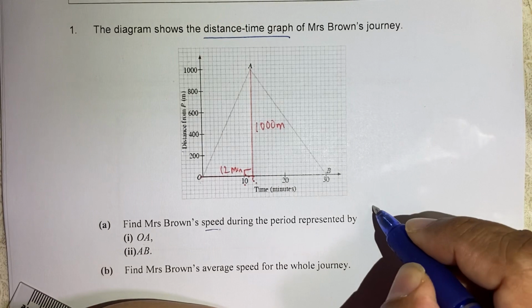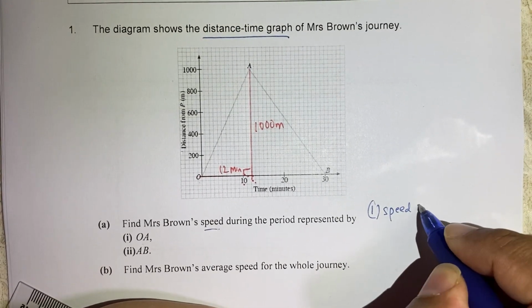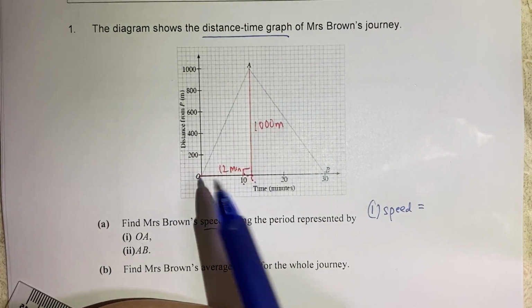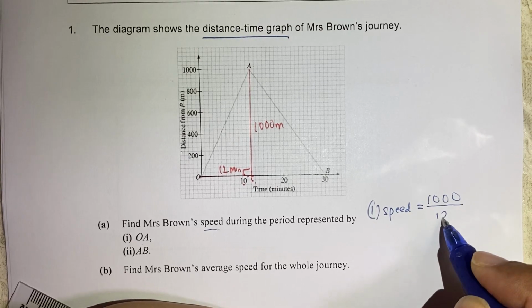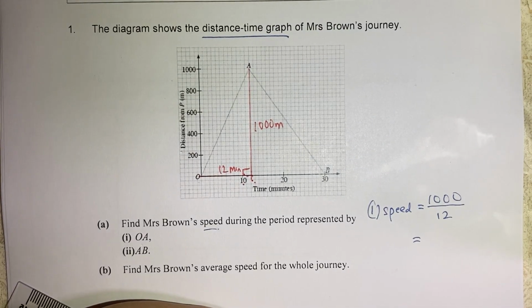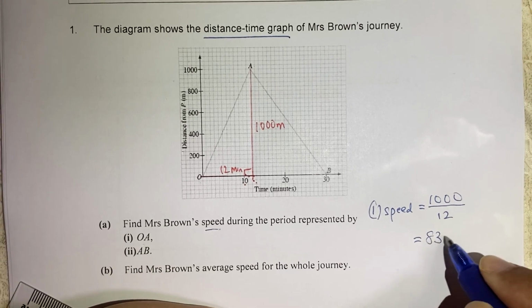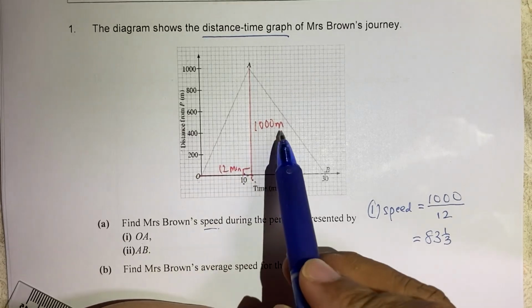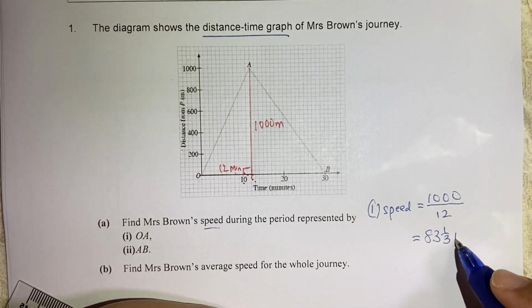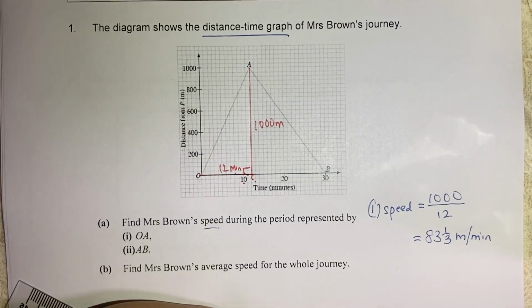So we find from part 1, the speed will be the gradient. The gradient will be the vertical change over the horizontal change. This is 1000 over 12. Now, if you use a calculator, 1000 divided by 12, you are going to get 83 and 1/3. Now, what is the unit for the speed? This is in meters, this is in minutes. So, meters per minute. This was part 1.